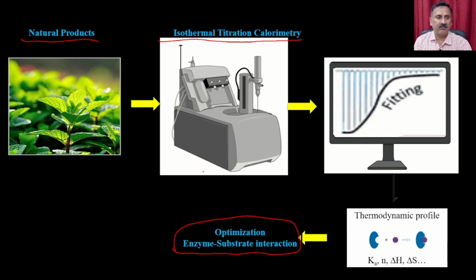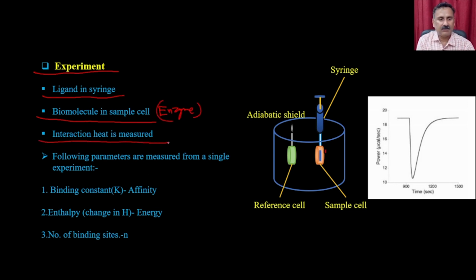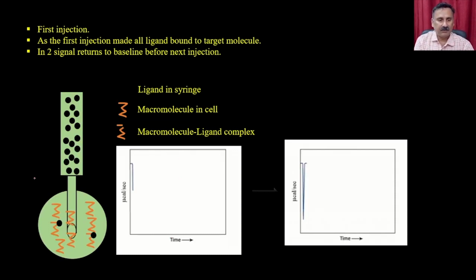So now let's see how you can perform this experiment and what things you require. For the experiment, you require a ligand, which is going to be present in the syringe. You require a biomolecule like the enzyme in the vessel, right? Then you require interaction heat, which is going to be measured. You can calculate the KD values, the enthalpy, so the delta H, and the number of binding sites and so on. So this is the way you are going to do it.